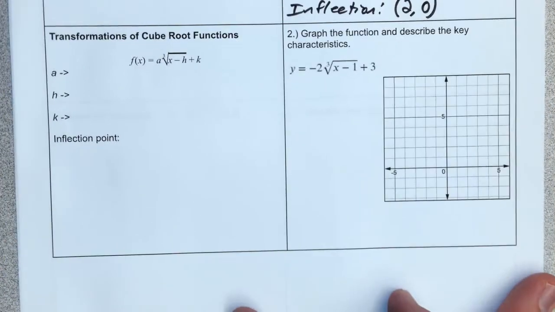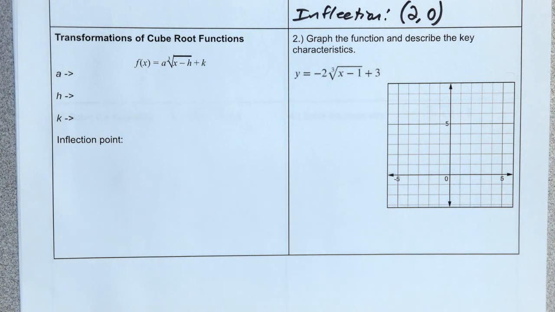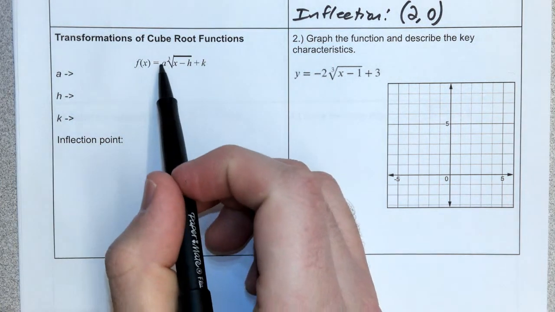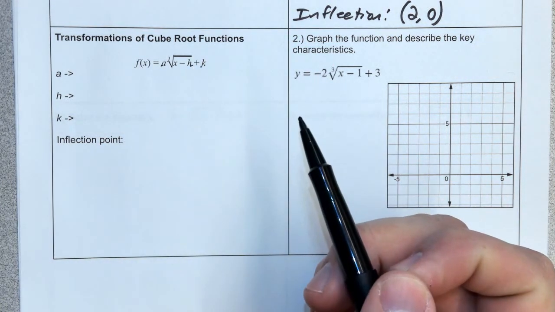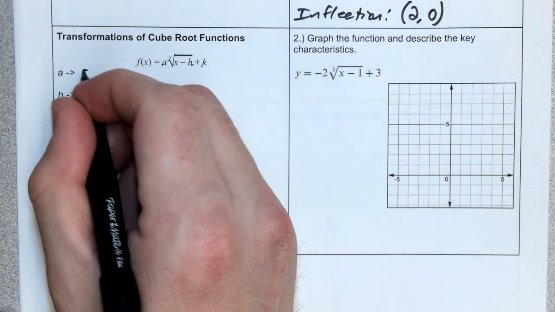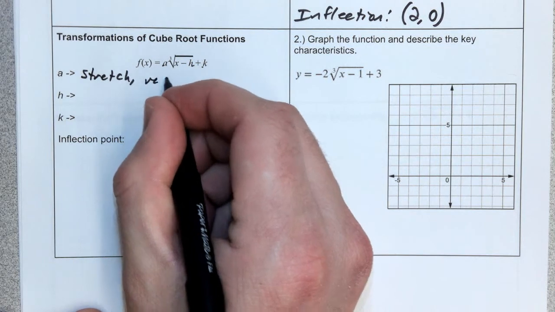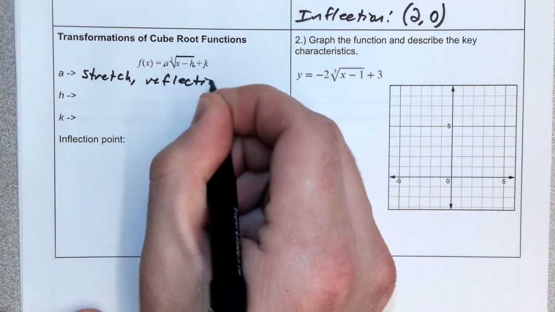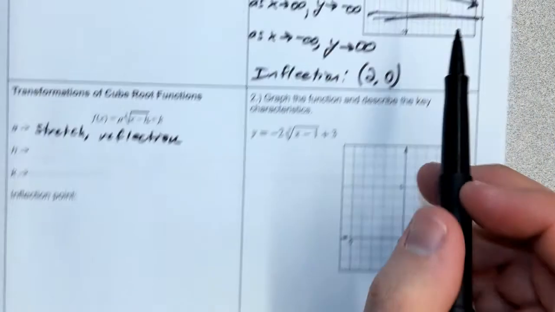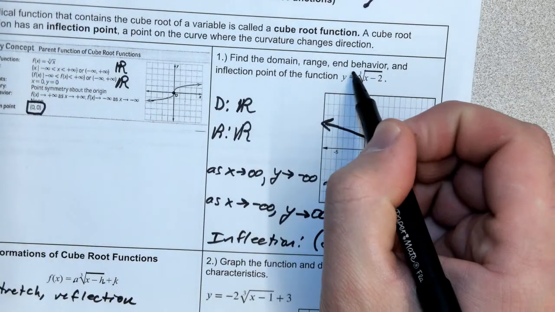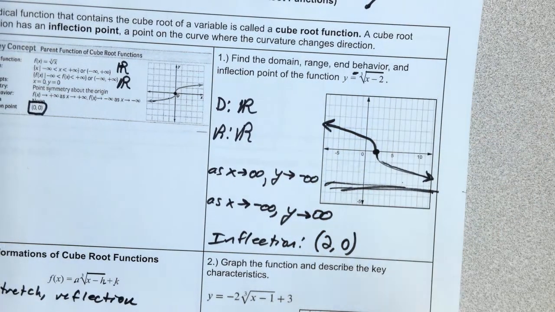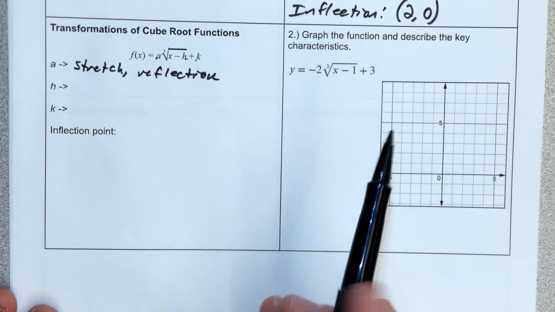Let's move on to transformations of cube root functions. So in general, what do these values do? A, h, and k. It's very, very similar to square root functions. A is going to dictate the stretch and also possibly the reflection. So if you put a negative out in front, it will reflect it, kind of like we did here. Like I said, this should have a negative out in front of the function. So the stretch or the reflection.